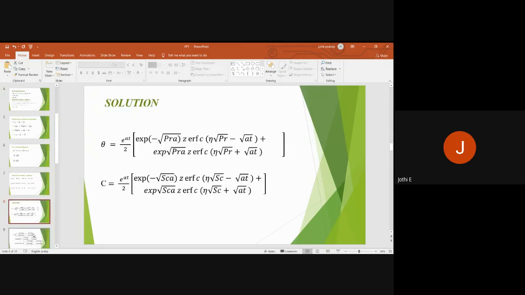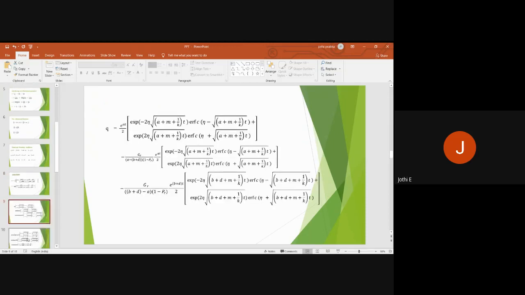I got a solution for temperature theta equal to e^(at)/2 times [e^(−√(Pr a) z) erfc(η√Pr − √(at)) plus e^(√(Pr a) z) erfc(η√Pr plus √(at))]. Similarly, I got the concentration C, and the velocity q is this one.